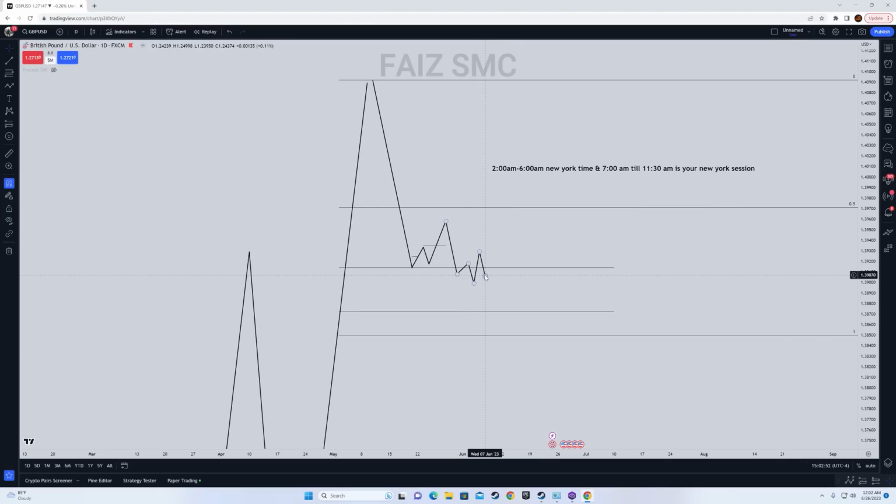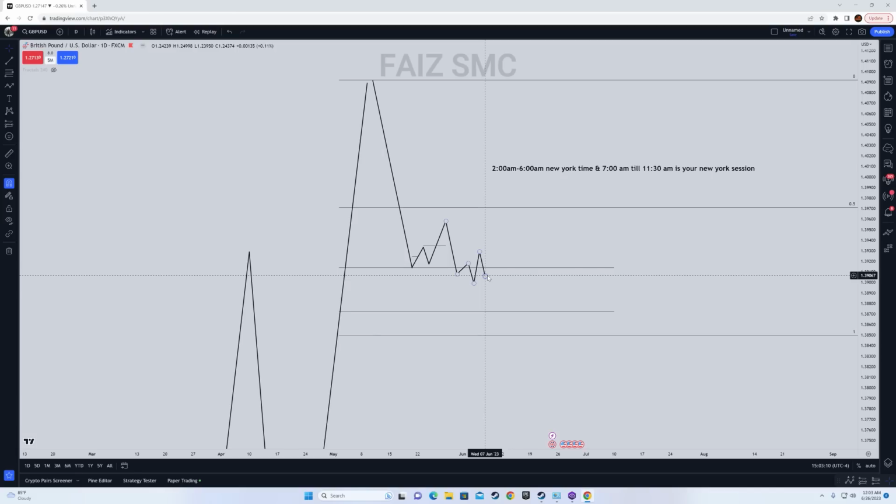Your entry also must be during the kill zone hours, and you look to target 1 to 2 or 1 to 3. Since we're looking at the daily time frame, you can even go for 1 to 4. But I would suggest you stick with 1 to 3, or if you want to be really conservative, you can just go for 1 to 2.